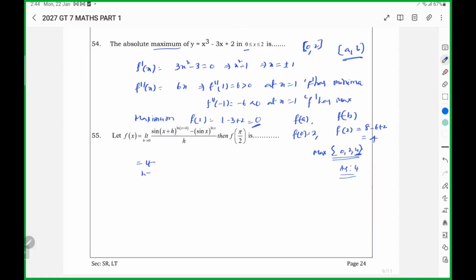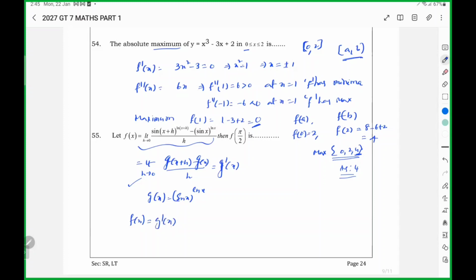Your limit h tends to 0 of g of x plus h minus g of x by h, which is g dash x. Here, this g of x for me is sin x to the power ln x. So according to this definition, f of x is nothing but g dash x.